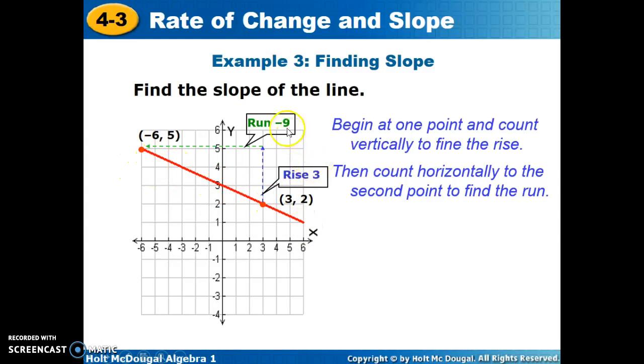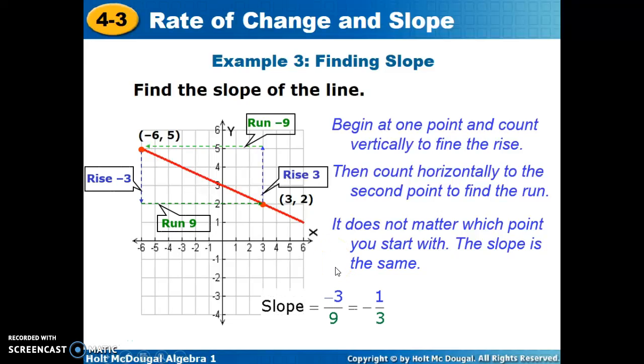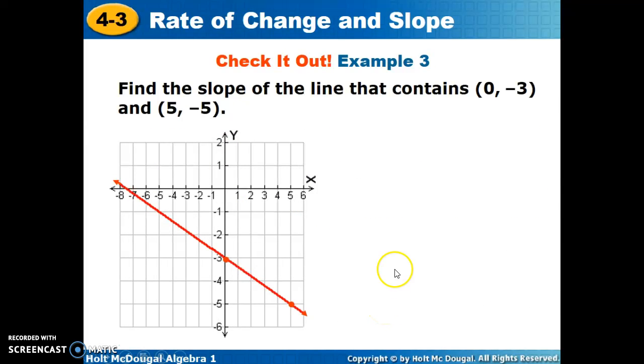So now we're going to take the change in the rise over the change in the run. Change in the rise, in this case, -3. Change in the run is +9. We can see the same thing's going to happen over here. The change in the rise is positive over the run, which is negative. In each case, we end up with a slope of -1/3.